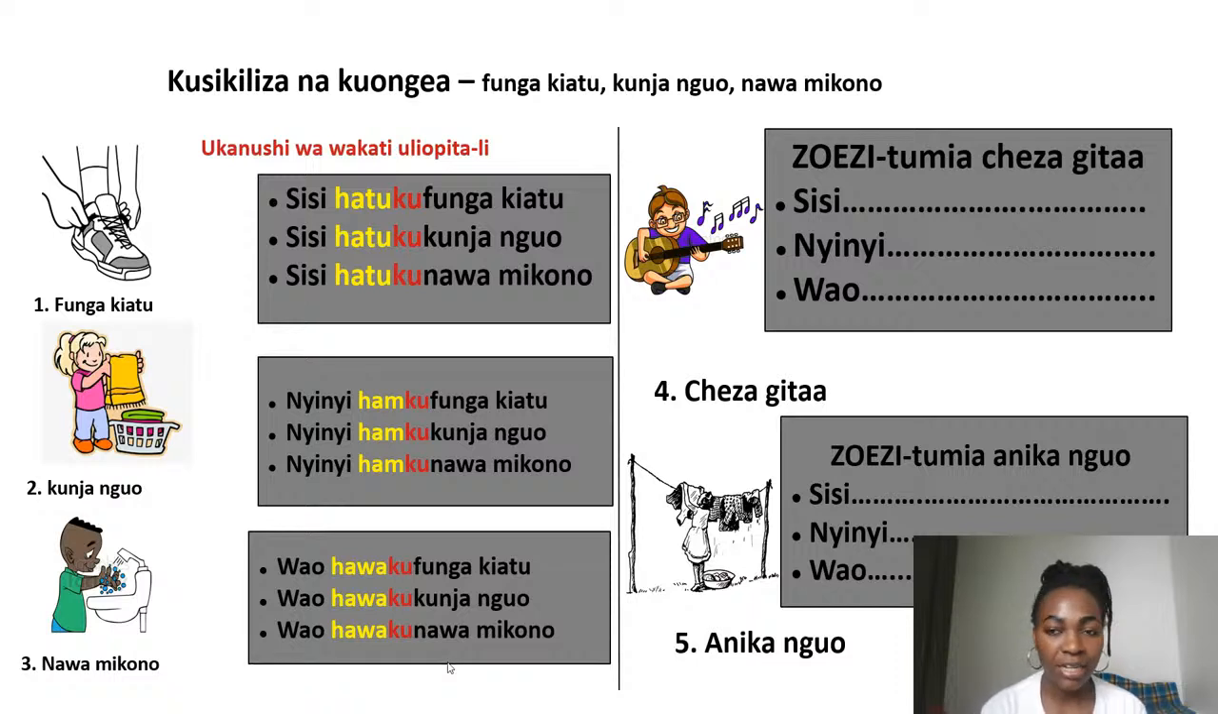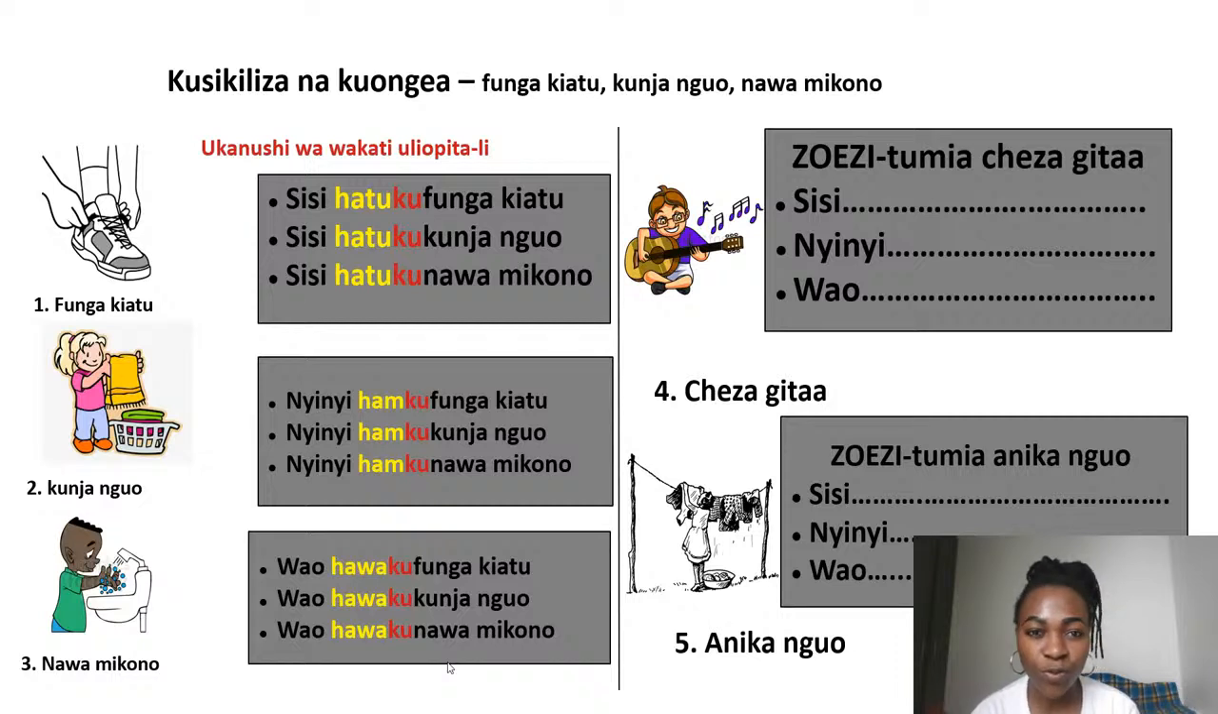Now, we are going to use the same verbs for this plural form, negation. And yeah, ukanoshi wa wakati uliopita li, negation of the past tense. And then the marker is li. So sisi, I'll read them aloud. The sentences in these 3 boxes.